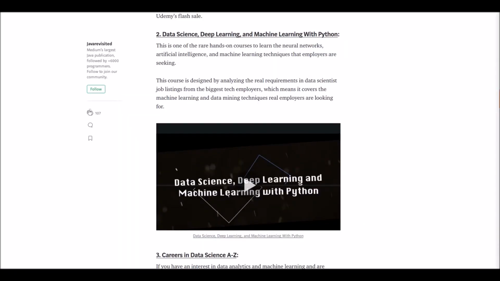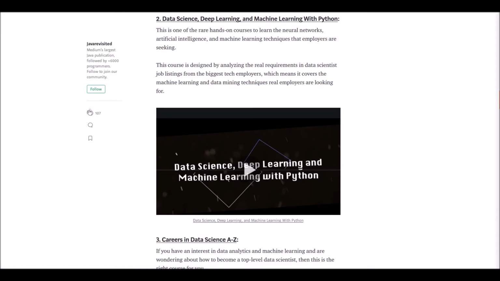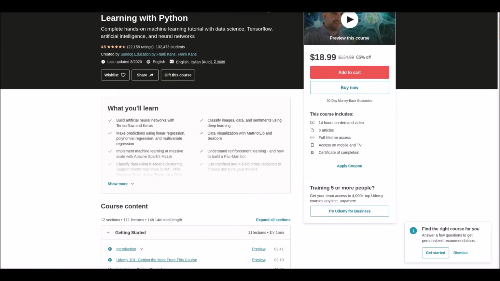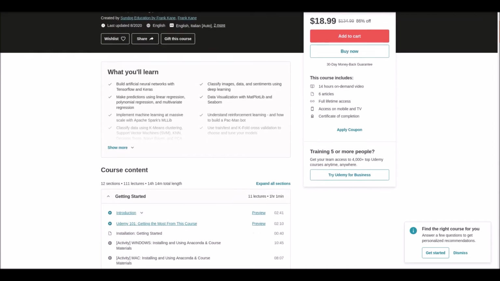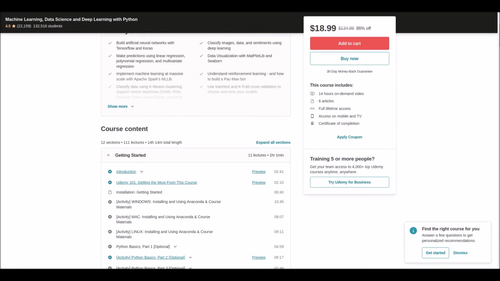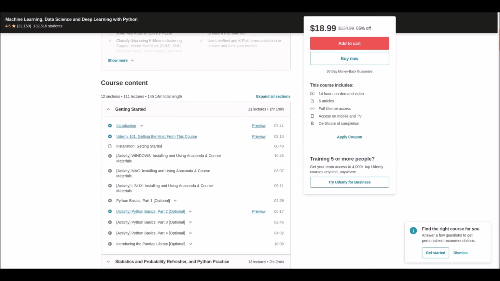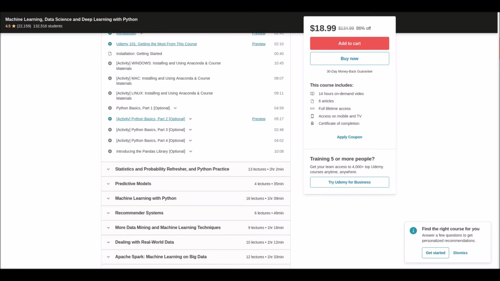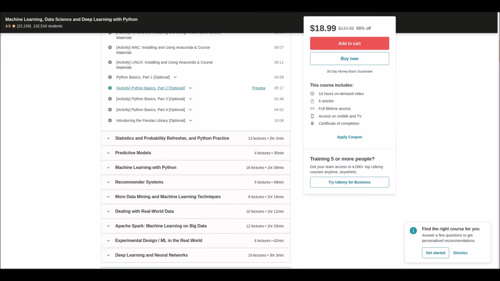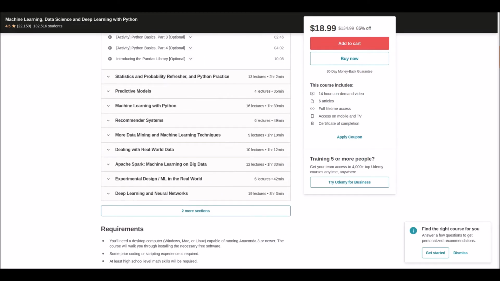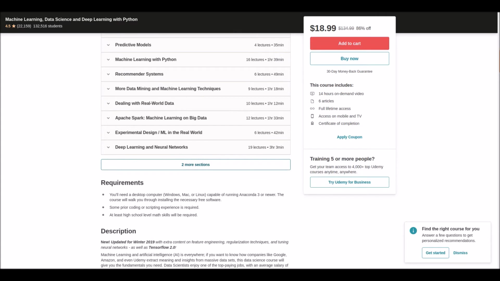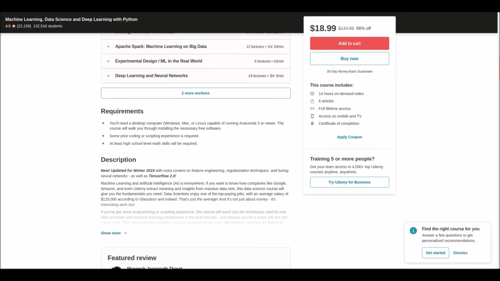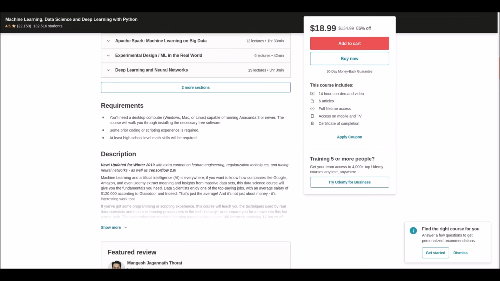Number 2. Data Science, Deep Learning and Machine Learning with Python. This course is available on Udemy. This course has very valuable, rich content because it is designed by analyzing the real requirements in data scientist job listings from the biggest tech employers. So, it covers more valuable topics in data science like neural networks, artificial intelligence, machine learning, data mining, and more. If you are seeking valuable course content at an affordable price, here is the course. So, click the link and get the course. Let's go to the next one.